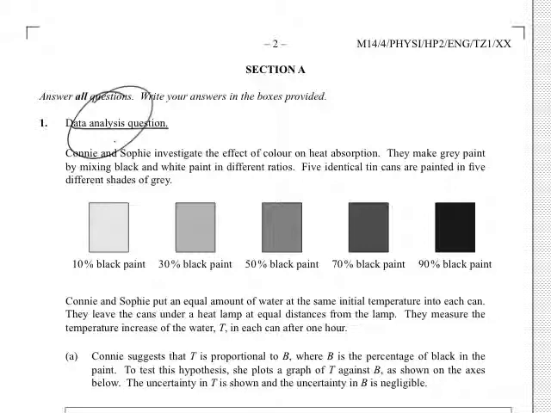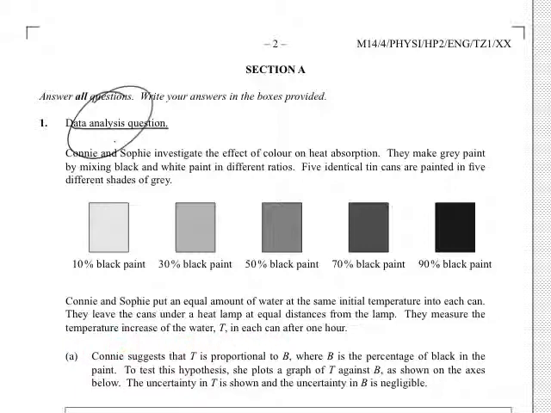Here we have an experiment where Connie and Sophie put an equal amount of water at the same initial temperature into each can. And the cans are all different colours. They vary from the lightest until the darkest. So this must be about absorption rates. So the darker colour would absorb probably the most heat, but we'll look at those results later. Anyway, back to Connie and Sophie. They leave the cans under the lamp at equal distances and then measure the temperature increase of the water.